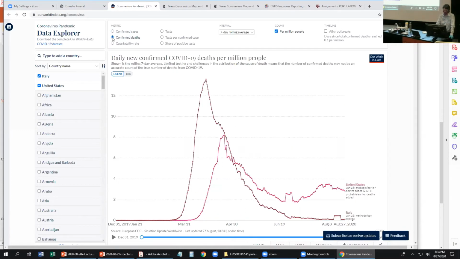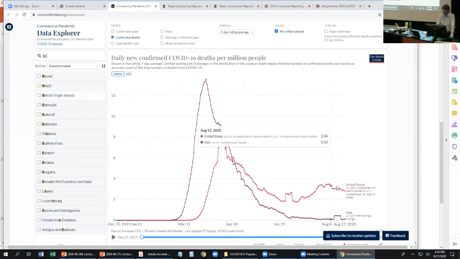And this is the graph for deaths. You can select countries here, you can type the name of the country here, and then it's going to appear on the screen on the left. And here it shows that the rates in Italy were higher in the past, but now in the US, the death rates are higher than in Italy. So it's just some publicly available data that you can investigate, and this has been updated really frequently.